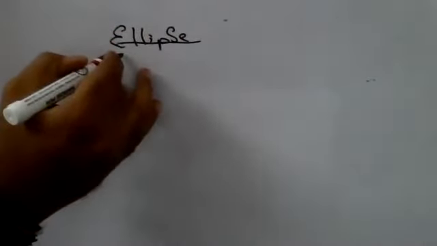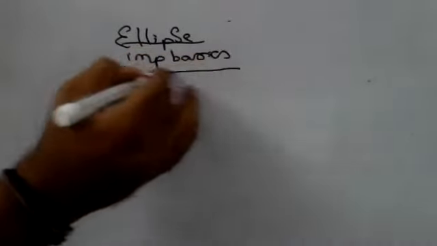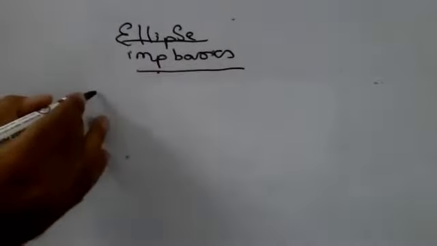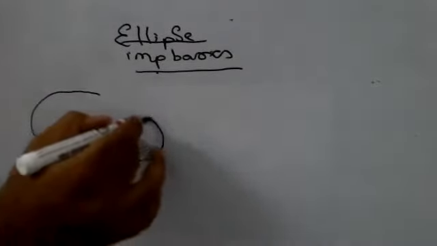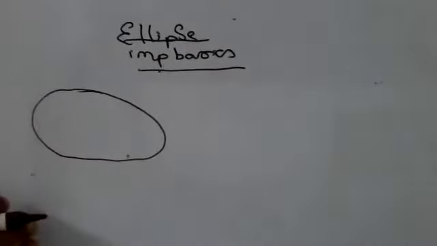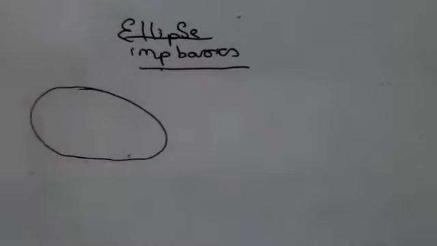So children, today in Ellipse, we'll discuss some of the important basics. Okay, children, see here slowly. Ellipse means oval in shape. So children, what is an ellipse?